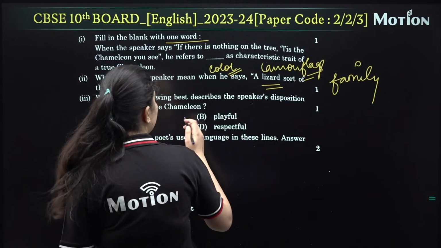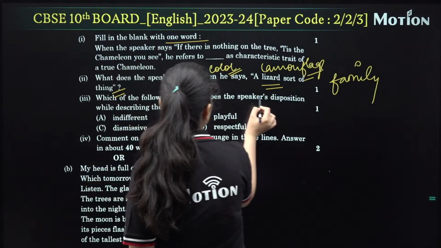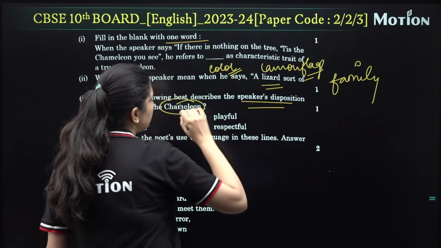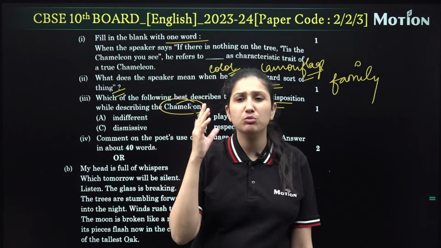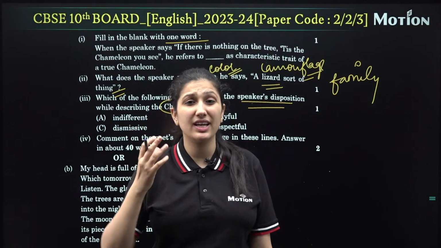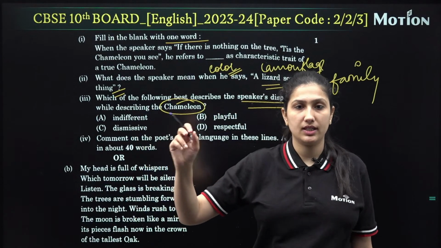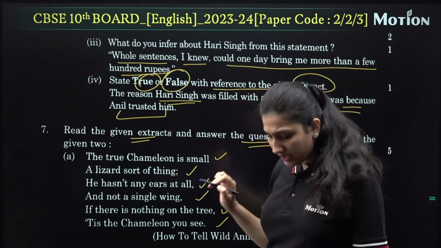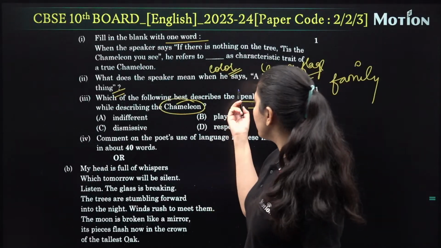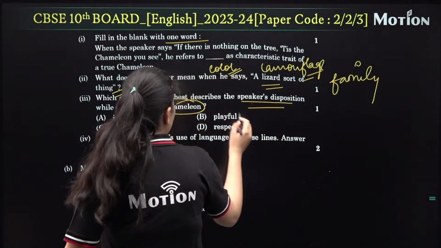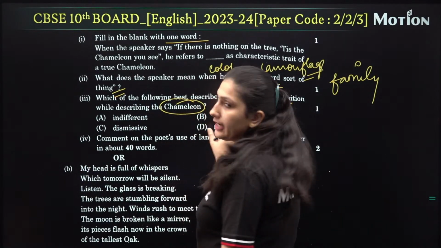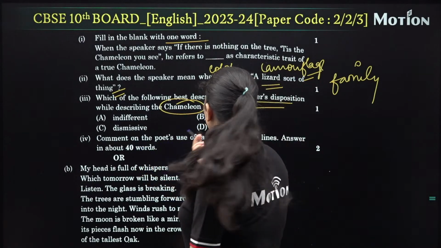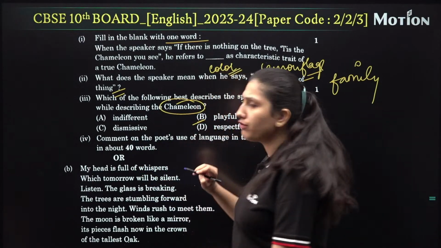Oh, all right, Abhinav. Which of the following best describes the speaker's disposition while describing the chameleon? Speaker के mind में क्या thought process है, उसका mood कैसा है, उसका टेम्पर कैसा है जब वो कैमेलियन के बारे में बता रहे हैं. 4 ऑप्शन में से कैसा मूड है? इंडिफरेंट है, कुछ अलग सा है? बिल्कुल नहीं है. उन्होंने बताया लिजर्ड के जैसा है. प्लेफुल हो सकता है क्योंकि ह्यूमरस है पोएट. रिस्पेक्टफुल, रिस्पेक्ट तो बिल्कुल शो नहीं कर रही है वो. So will go with this: playful.